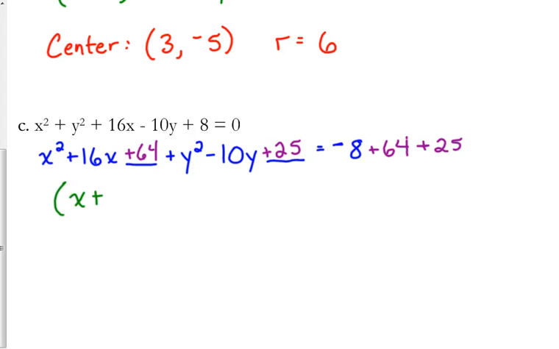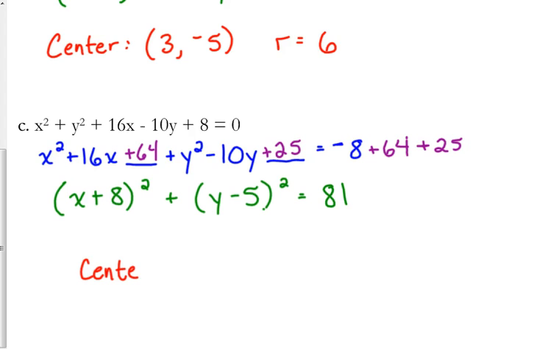Factor x plus 8 squared plus y minus 5 squared. Oh, let's see here. That's 89 minus 8, so that's 81. So our center is negative 8, positive 5, and our radius is 9. Okay? That doesn't look too scary right now.